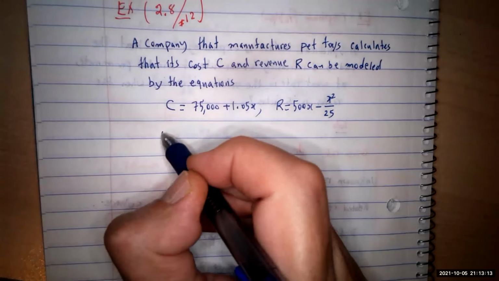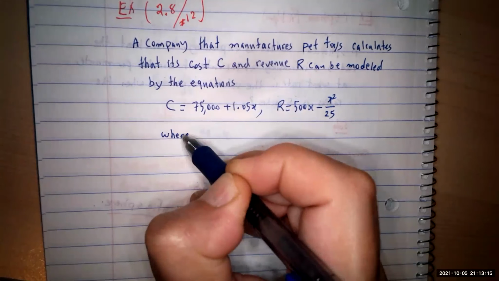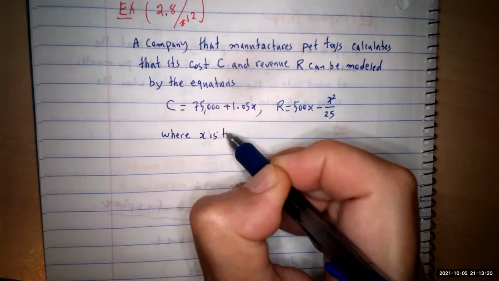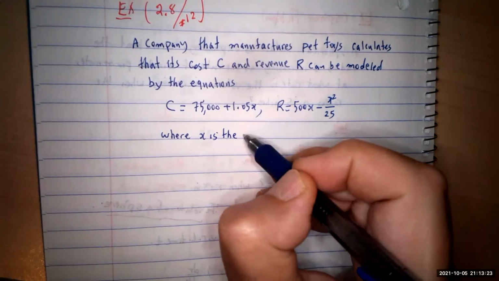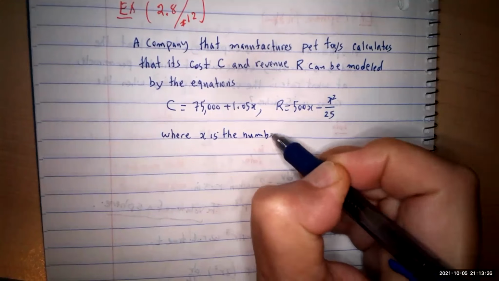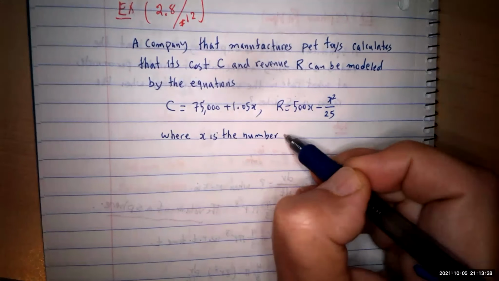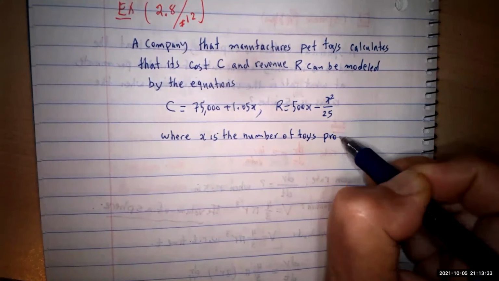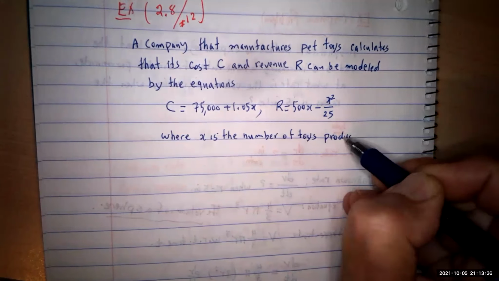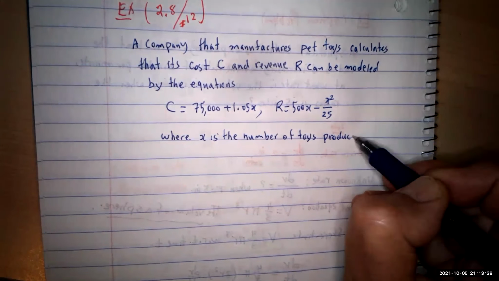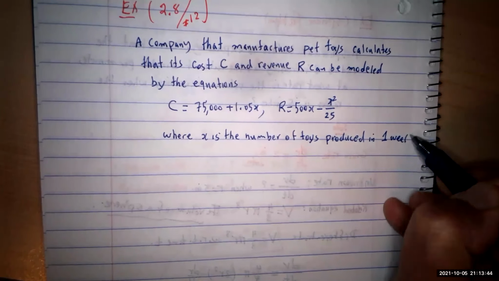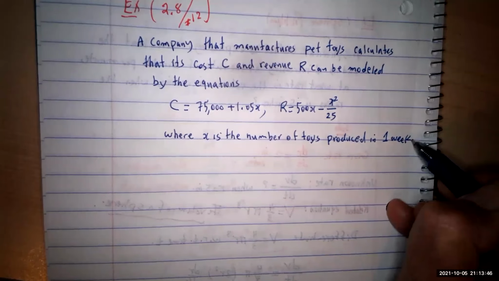Now they are going to tell you that x is, of course, the production, the number of toys, where x is the number of toys produced in 1 week. So this is the opening of all these problems.